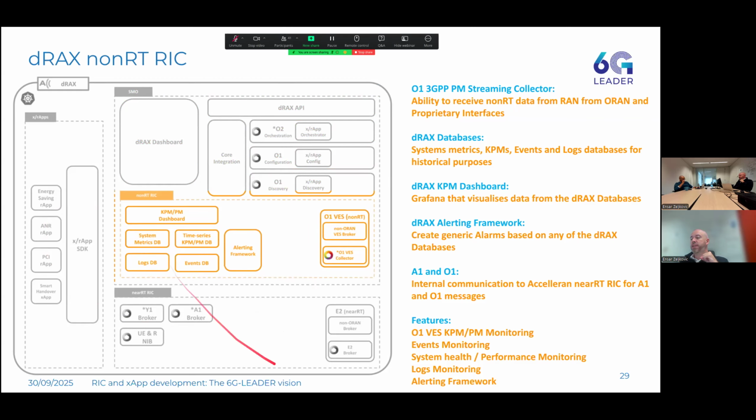So these are all these different functionalities that we have. And we've recently introduced an alerting framework into the non-real-time RIC, which allows us to basically exploit any of the data here or a combination of that data to create alerts or alarms, as they're called in Open RAN, and also notifications to the end user that something is wrong in the system.